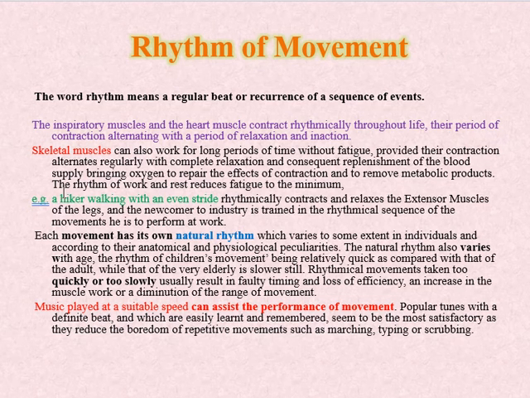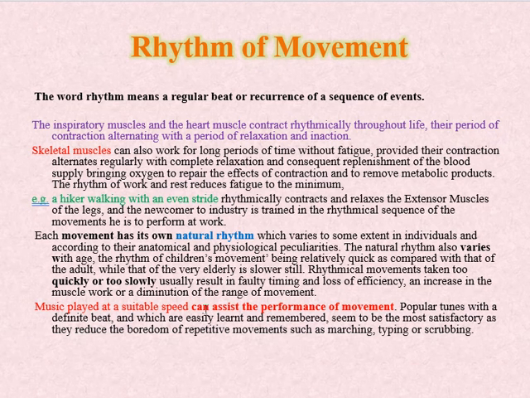If we look at movement, each movement has its own natural rhythm, which varies to some extent in individuals according to their anatomical and physiological peculiarities. Natural rhythm also varies with age. Rhythm of the children's movement is obviously quick as compared with that of the adult, while that of the very elderly is slower still.